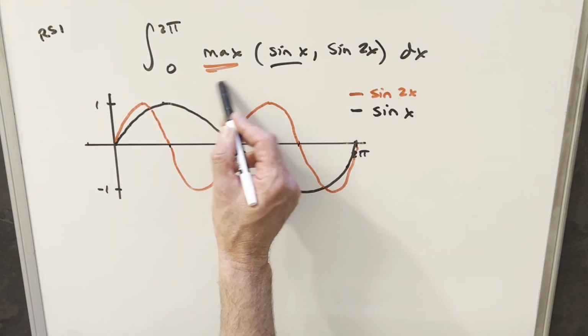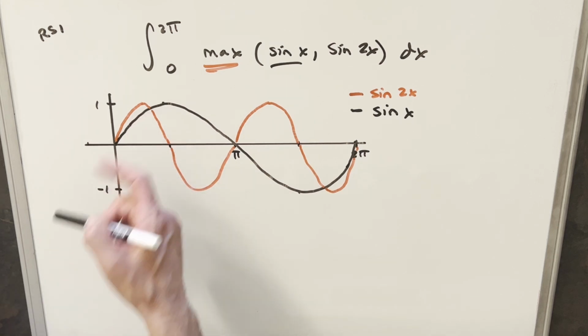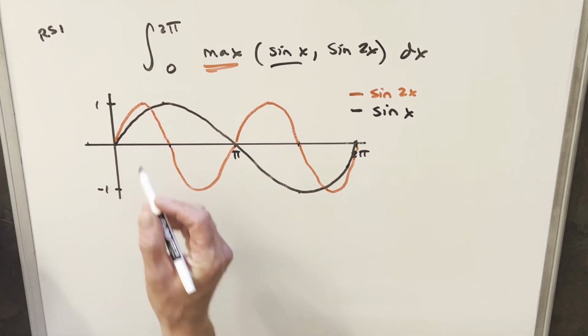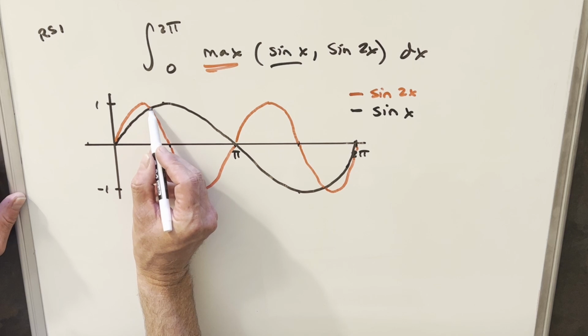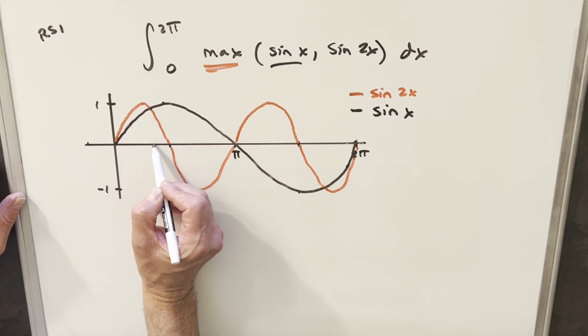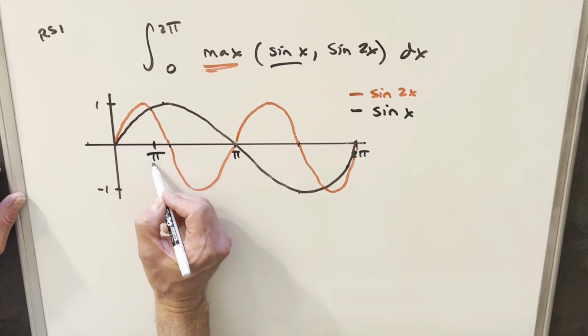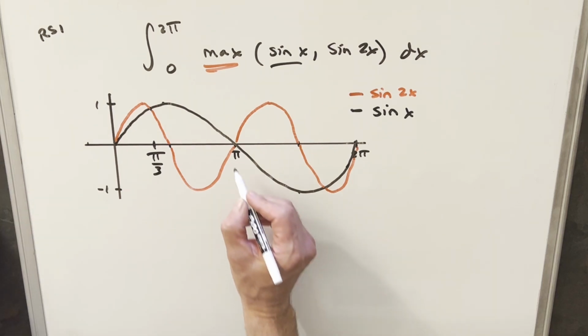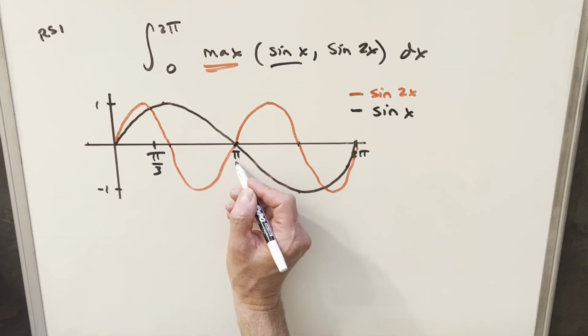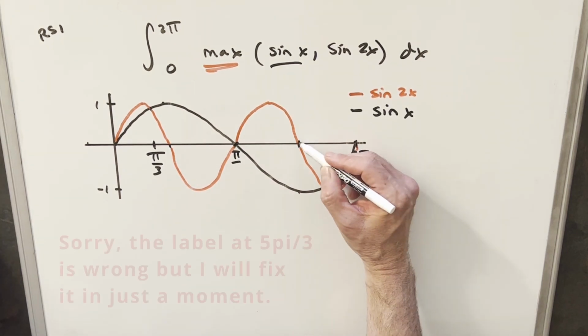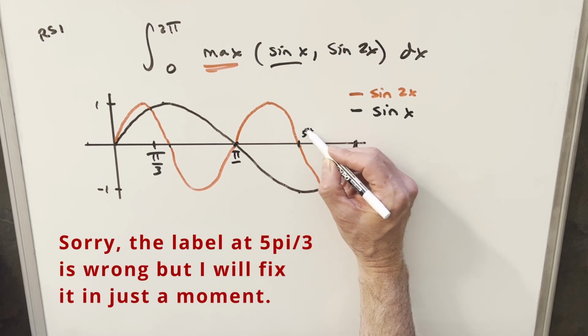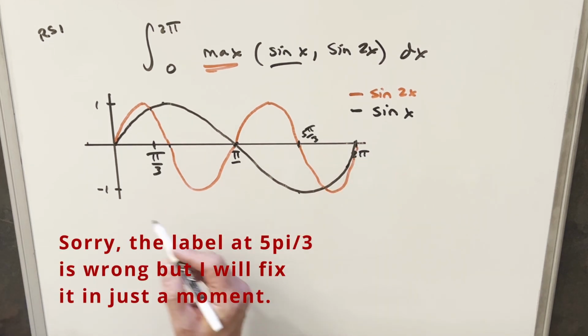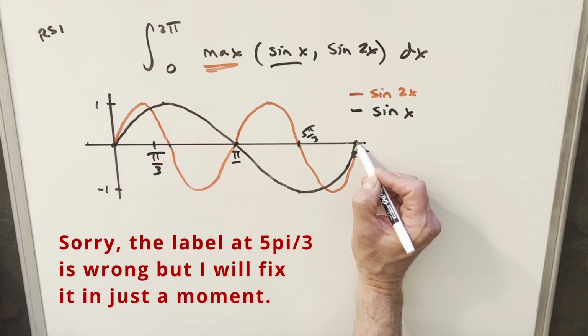Because we're asked for the max here, it's going to be easy to see what the max is in different regions on this graph. Now we do have these intersection points. Right here, you see these are going to intersect, and this point here is going to be at pi over 3. Then we have another intersection point here, which is clearly at pi. And we're going to have one more intersection point here. This point right here is at 5 pi over 3. And of course, we're going to have the endpoints at 0 and 2 pi.